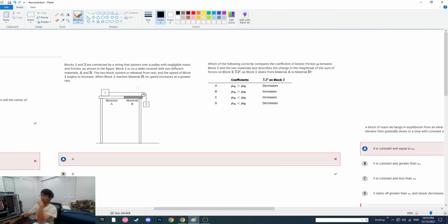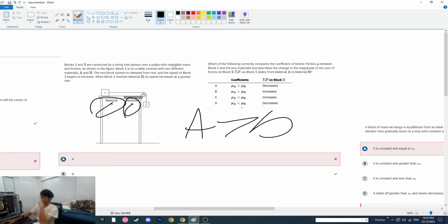And for this one, we're asked to describe the change in magnitude of the sum of forces and compare the coefficient of friction. So we know that our thing is moving faster at B and it's moving slower here. So that means the friction at A is greater than B.